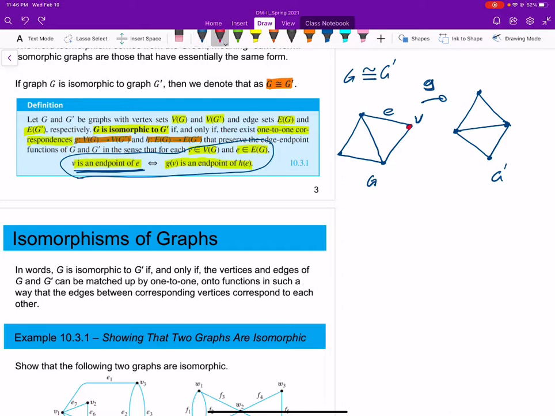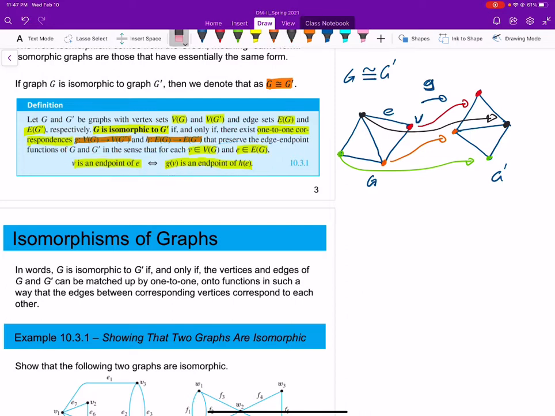So this vertex should match with that vertex, and then this vertex should be matched with this vertex, and then this vertex should be matched with that vertex. That is how the mapping will work. And then finally this vertex should match with that vertex. Okay, so that's the mapping G that is explained in this definition. All right, now let's move to the example.